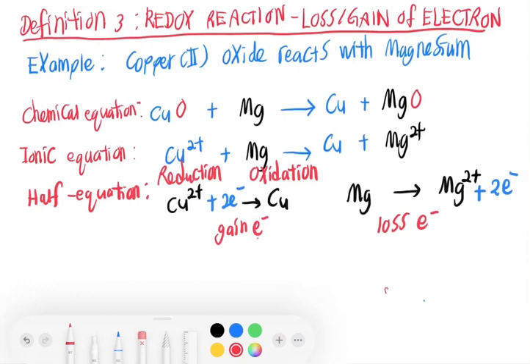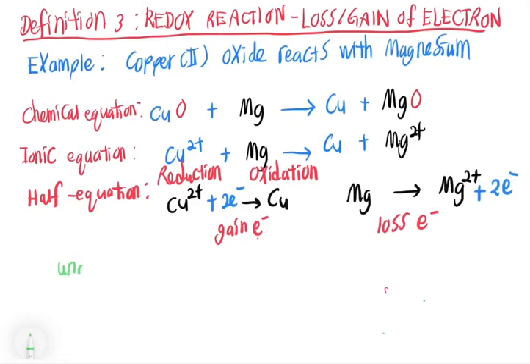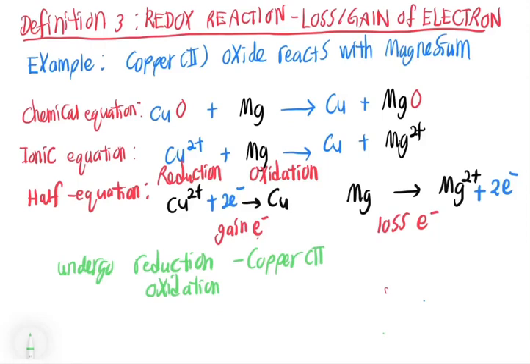So we summarize what we have learned just now. Substance that undergoes reduction is copper-2 ion, or simply Cu2 plus ion. Substance that undergoes oxidation is magnesium, or simply Mg.